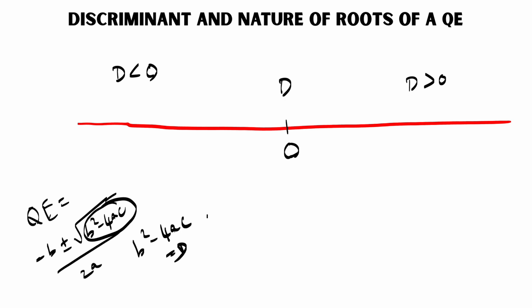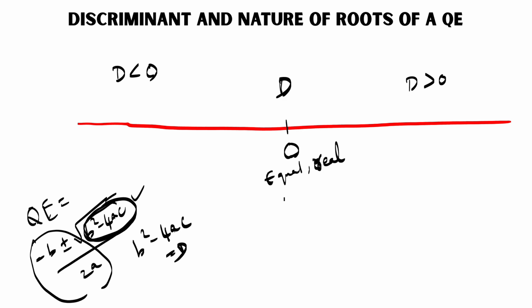And as this is the discriminant, we can also find the nature of the roots. As this is under the root, we can find the nature of the roots of any quadratic equation. Now, when this part is equal to 0, just imagine, the value of the other part, which is minus b by 2a, will be equal. So we have equal and real roots.